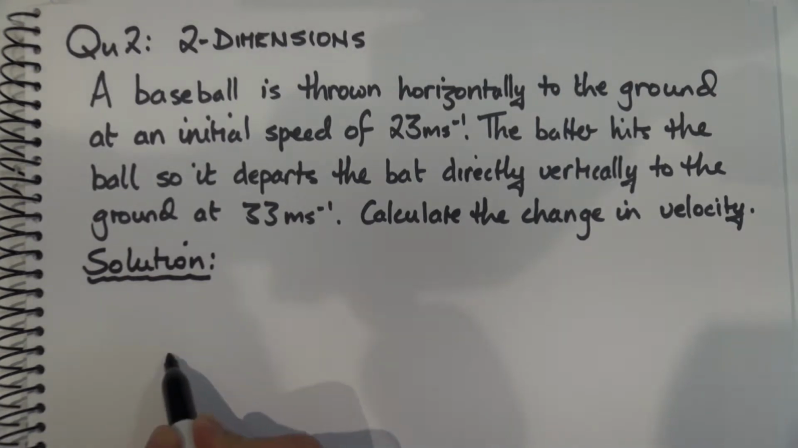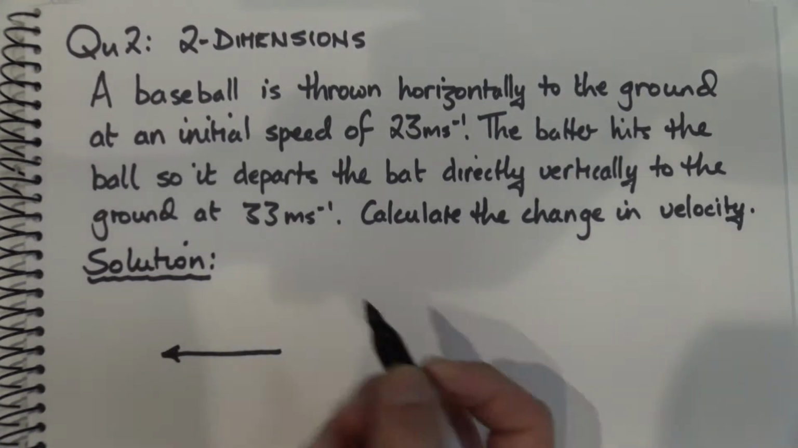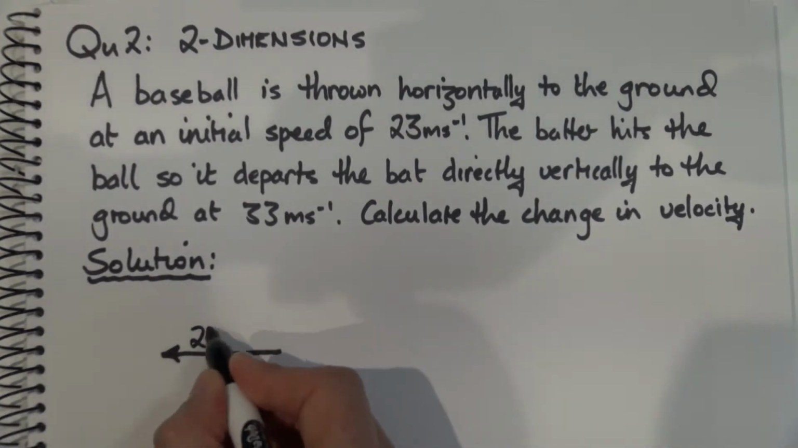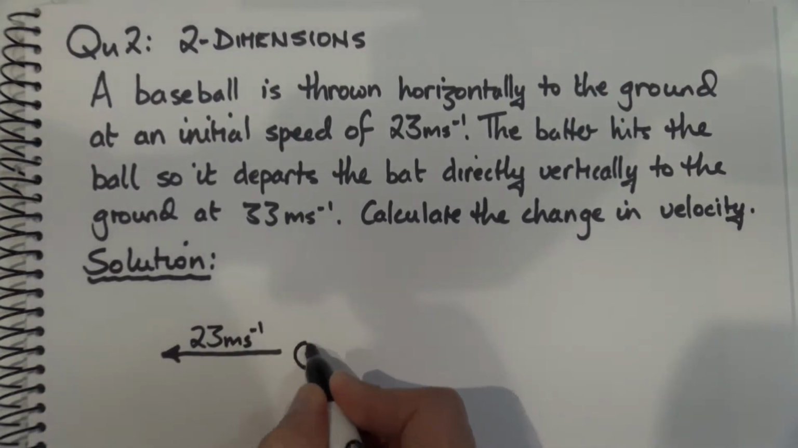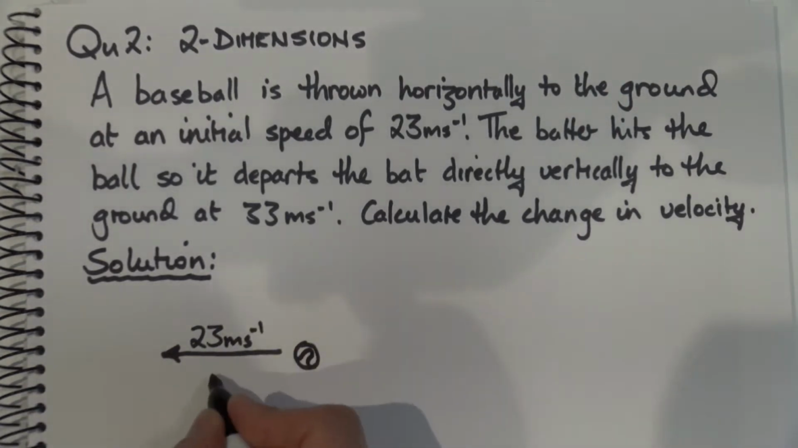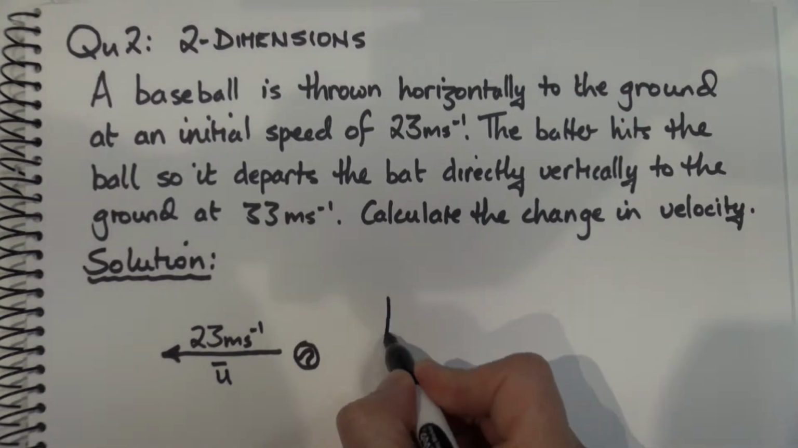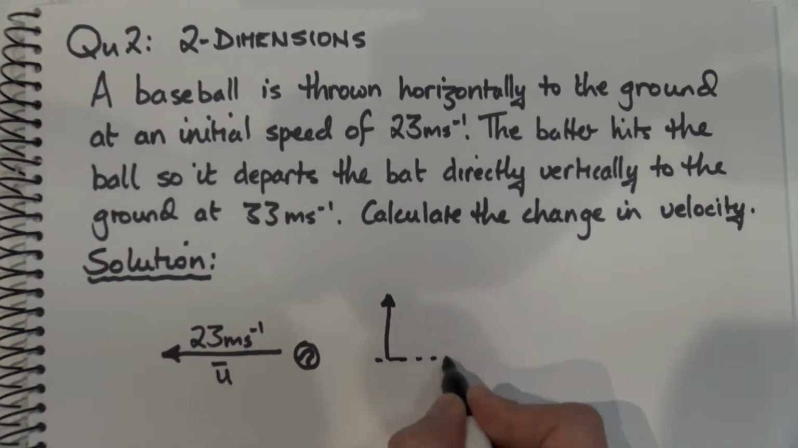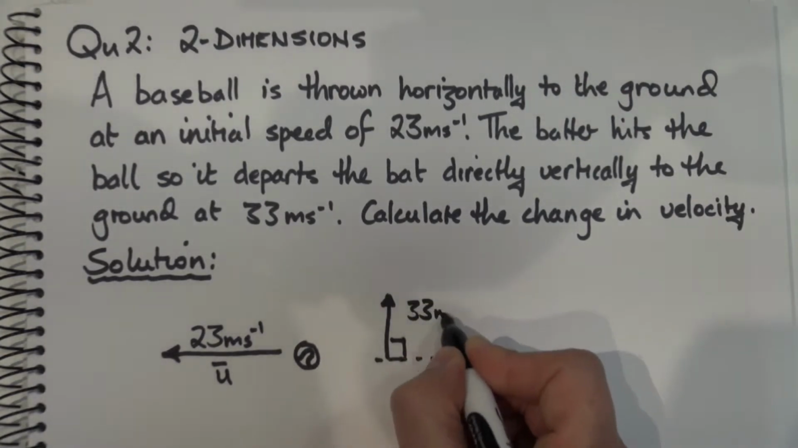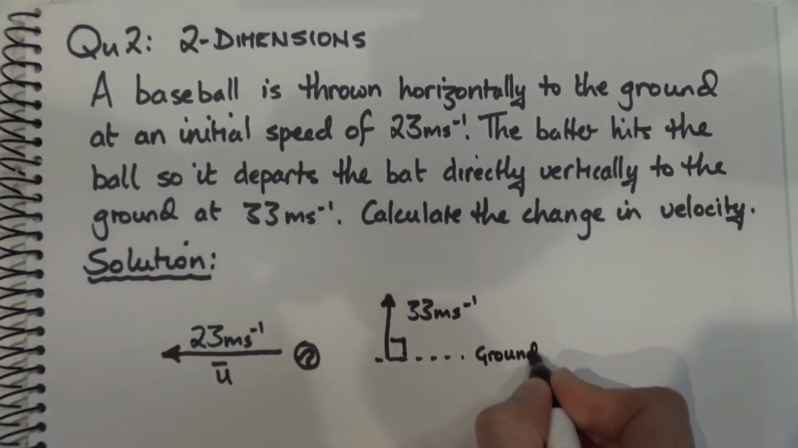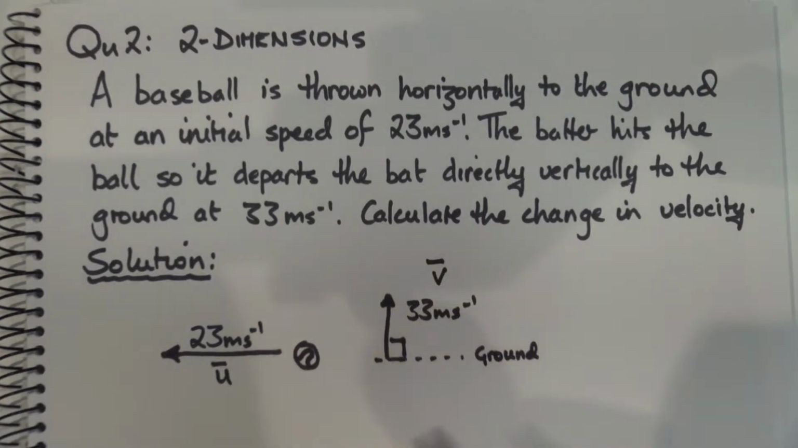So let's put down our vectors first. Here's our initial velocity, and it's going at 23 meters per second. There's our baseball. So that's u. Now we'll put in our final velocity v, which is basically going to be going vertically directly to the ground at 33 meters per second. Alrighty, so now what we've got to do is put our algorithm down.